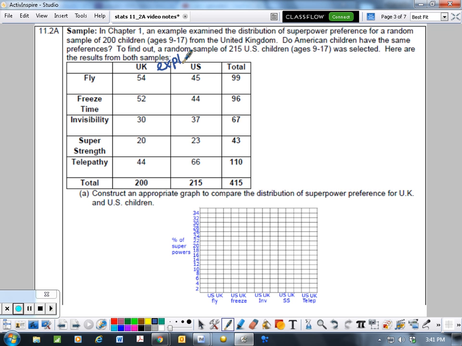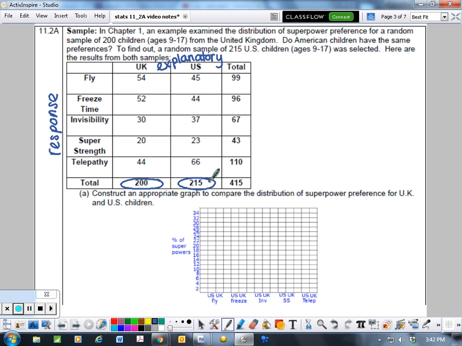So really, we're looking at, are they different between the countries? So this is our explanatory. And this is our response. So we're looking to see if these responses differ between the two countries. So we're going to be looking at the totals for our explanatory variable to help us out. So right away, we're going to go ahead and work on graphing this.